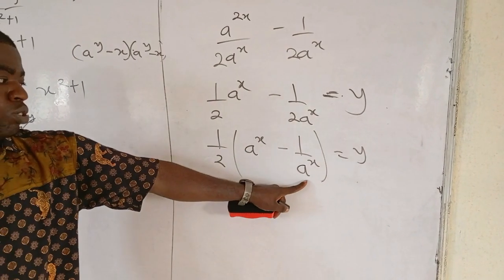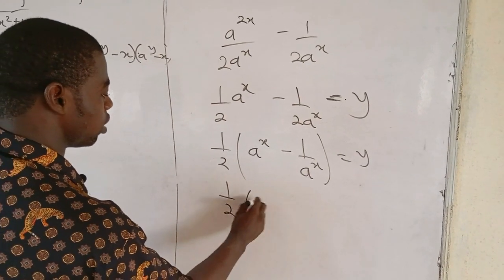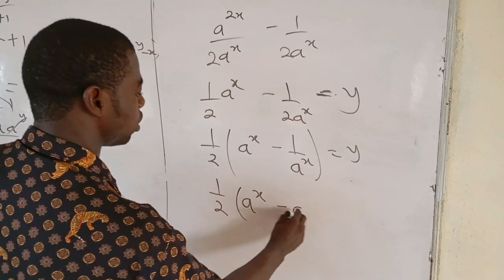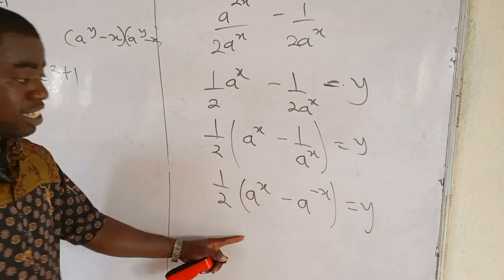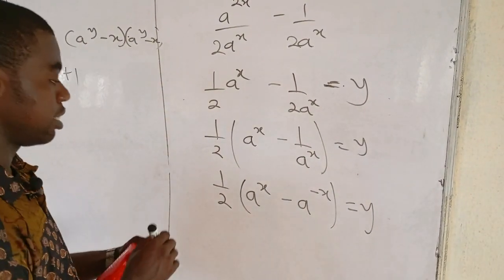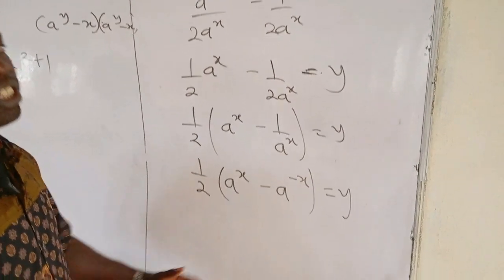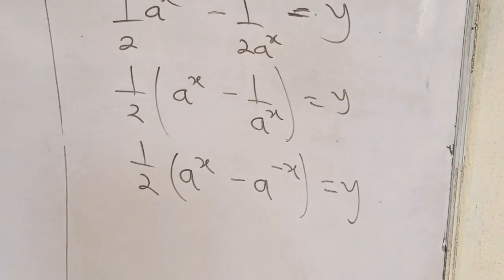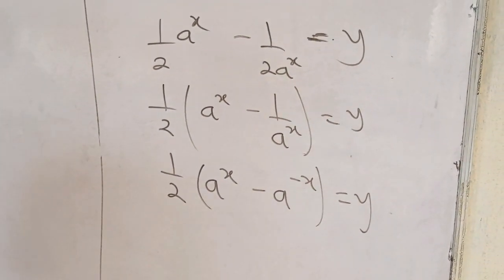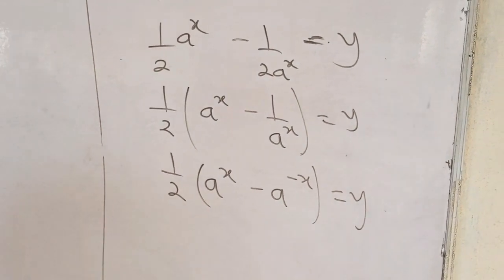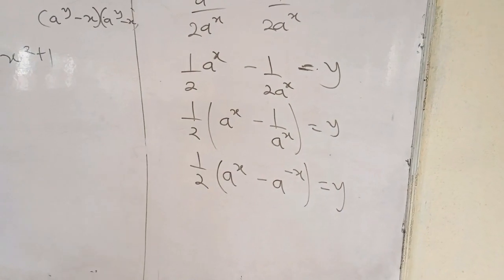We would also do something to this point by indices. So this becomes 1 over 2 a raised to the power of x minus a raised to the power of negative x is equal to y. And this is actually the inverse of the function. So we'll be taking our last question. I'll just quickly do that here. Our last question. That's good.